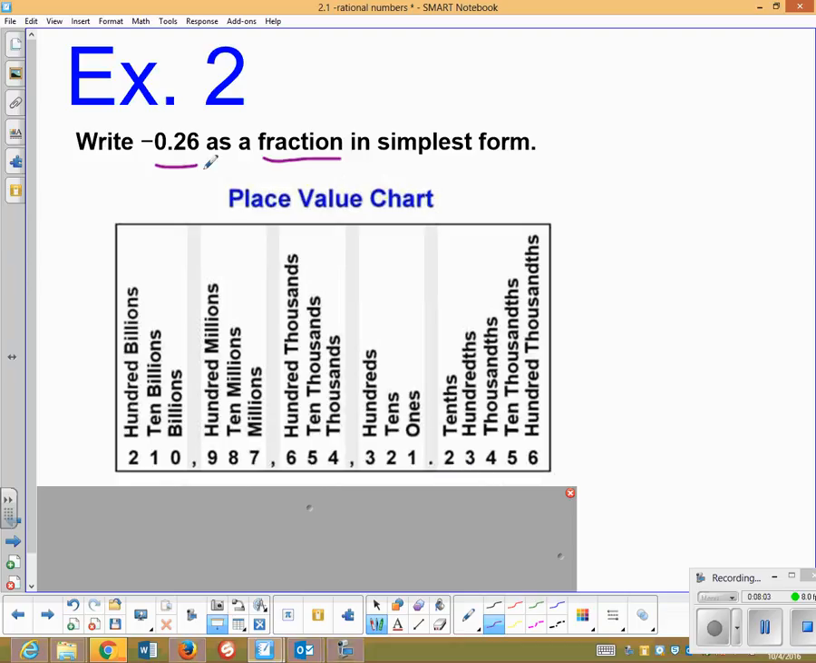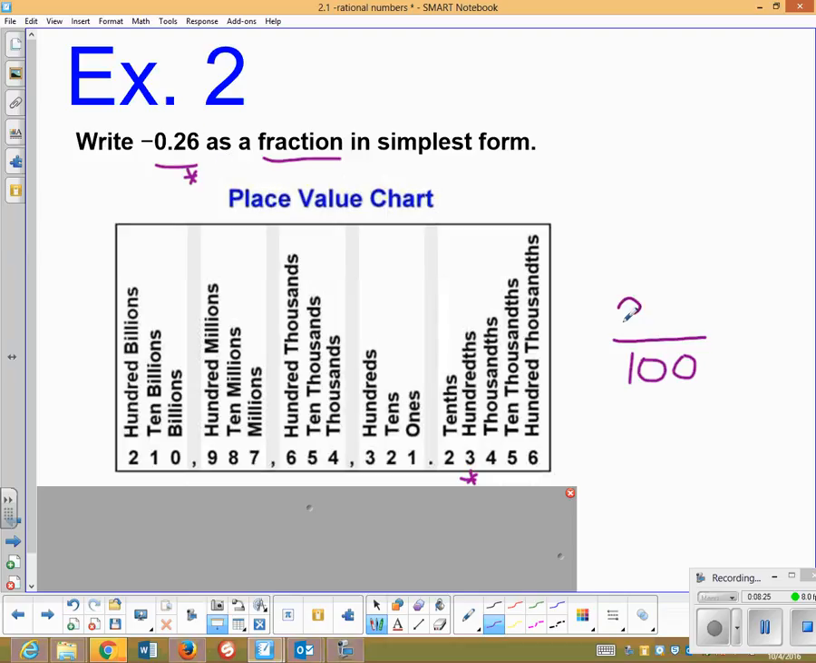You need to look always at the last number. The last number of your decimal always tells you what the fraction's bottom denominator will be. So I look at the 6. The 6 is in the hundredths place. So to make it a fraction, I'm going to put 100 at the bottom, and then just use exactly what the number has without the decimal.